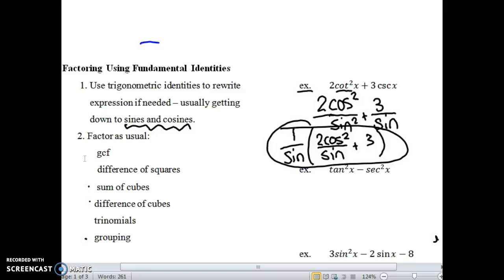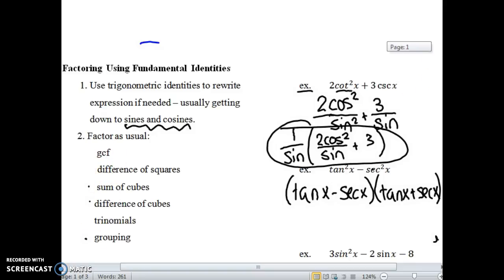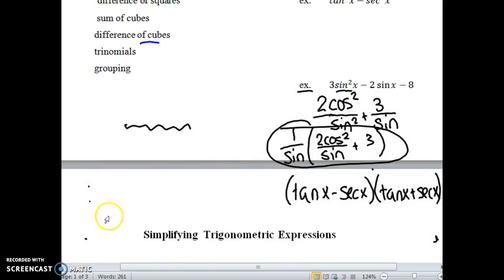Second one, this one screams something to me. It screams the difference of squares. So I would do tan x minus secant x times tan x plus secant x. Then the next one, as I pull down the screen just slightly for you and erase.